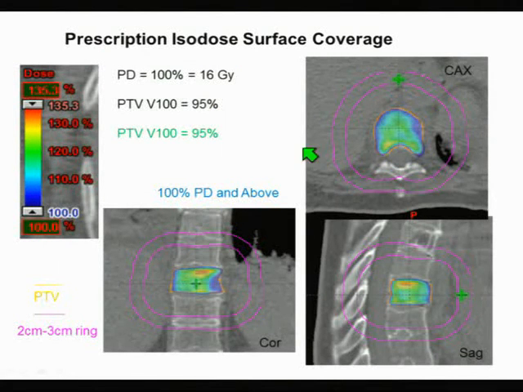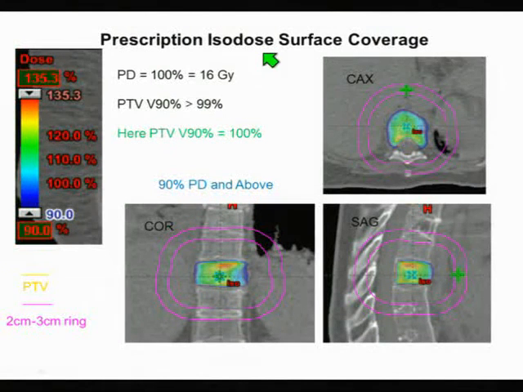Prescription isodose surface coverage. For a prescription of 16 gray, 100%, the prescription dose has to cover at least 95% of the PTV. So here it's more than 100% of the dose cloud. You can see that we defined PTV V100 equal to 95%.